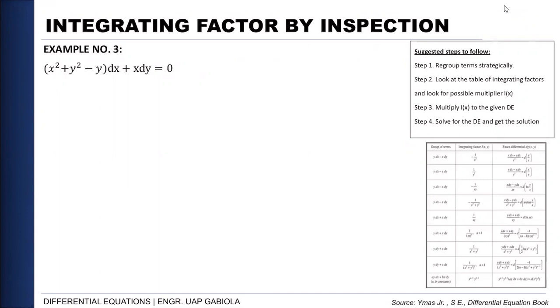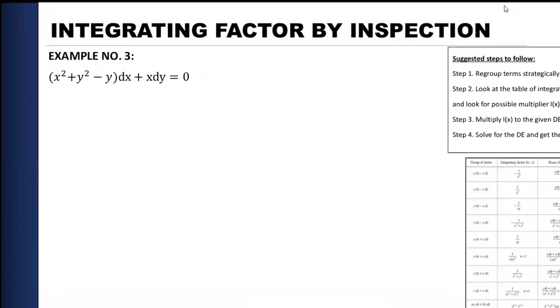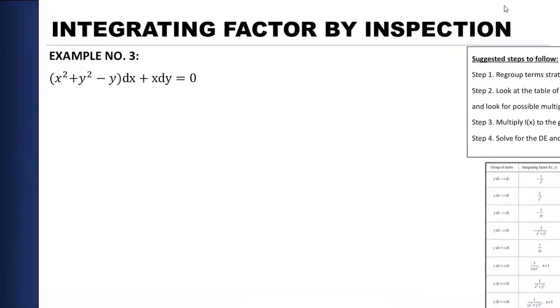So as you can see, if you already watched the introduction and the previous two examples, the level of difficulty for each example rises. We now have (x squared plus y squared minus y) dx plus x dy equals 0. Let's try to use the suggested steps to solve this differential equation. We have to regroup the given differential equation. Let's distribute the dx. So we have x squared dx plus y squared dx minus y dx plus x dy equals 0.